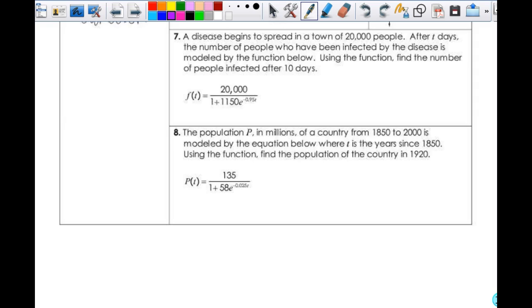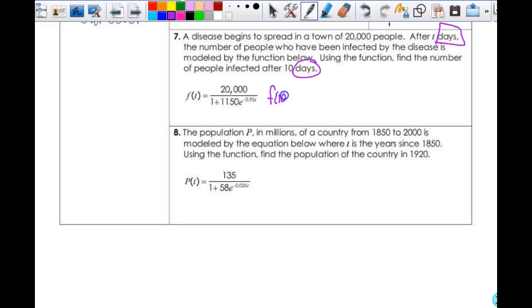It says using the function, find people infected after 10 days. So what is T? 10. But be careful because this does say 10 days and then this says after T days. Sometimes those two words don't match. You have to fix things.